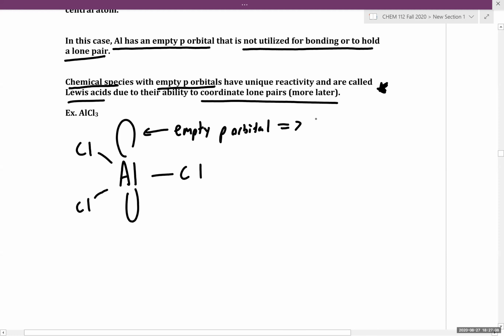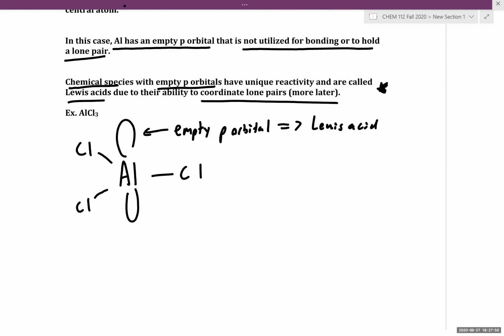So when you see an empty p orbital, I want you to think Lewis acid. And we'll see a lot of Lewis acid reagents that are used to activate molecules for chemical reactions. The reason why I brought this up here is that we've already been discussing p orbitals, and the key trait for Lewis acids and many incomplete octet structures is that they have this characteristic empty p orbital. Does that make sense to everyone so far?